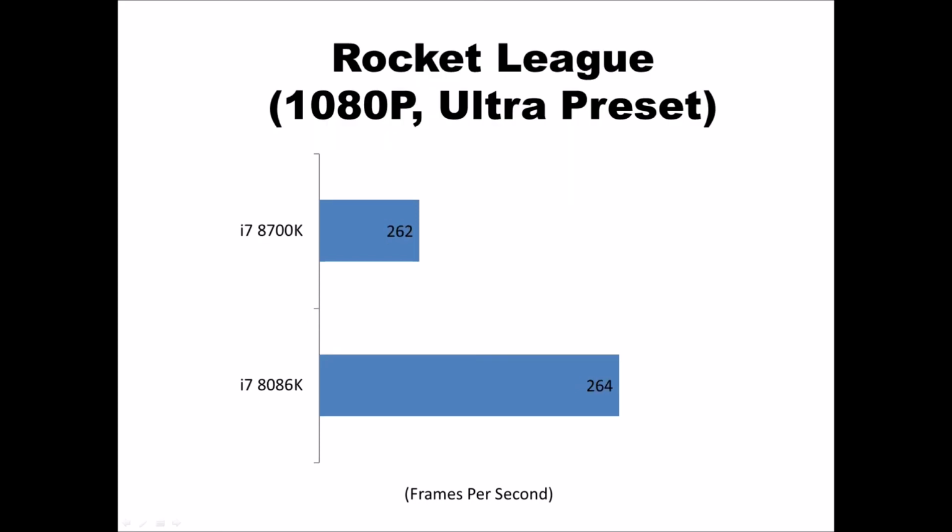Now the final game we're having a look at is Rocket League. This is at 1080p on the Ultra preset as well, and there's a 2 FPS difference here, which again, as most of these benchmarks have been, comes down to frame variance basically. The 8700K is getting 262 FPS, with the 8086K getting 264, so that's a difference of 2 points between the two CPUs.